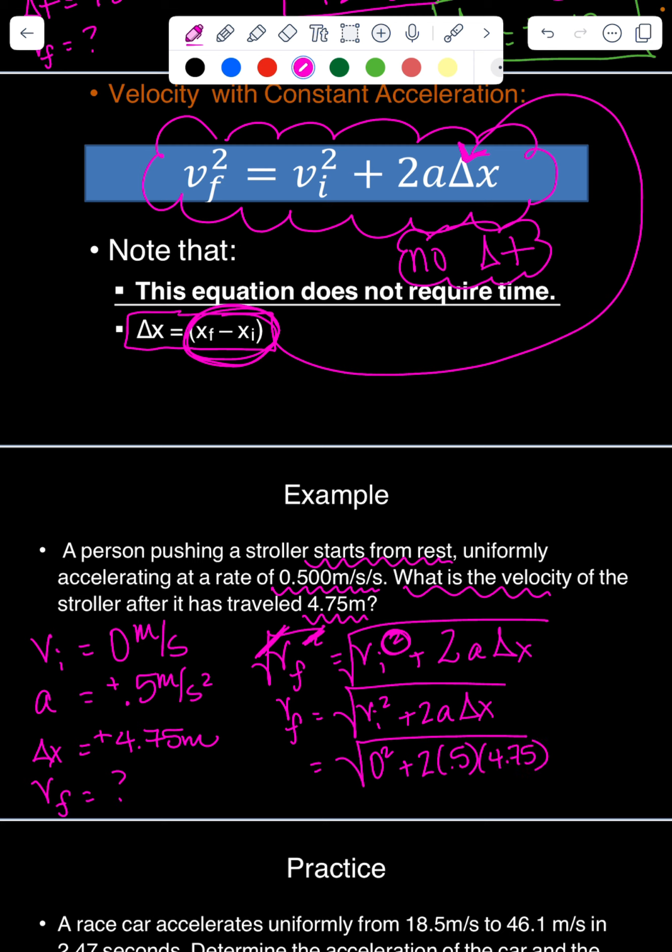Okay, let's look at that. All right, so we have 0 squared. That's going to be 0, so that one just cancels out. Plus 2 times 0.5. Well, 2 times 0.5 is 1. 1 times anything, 1 is a mirror, so it's whatever that other thing is.